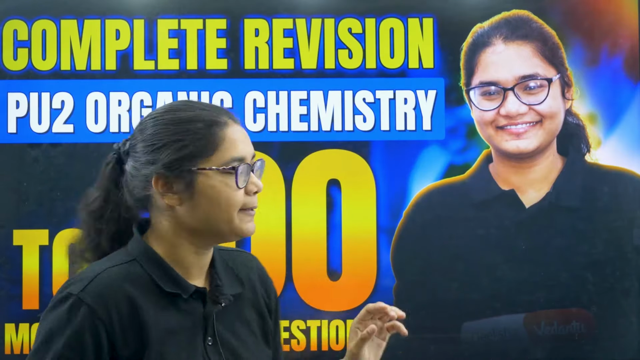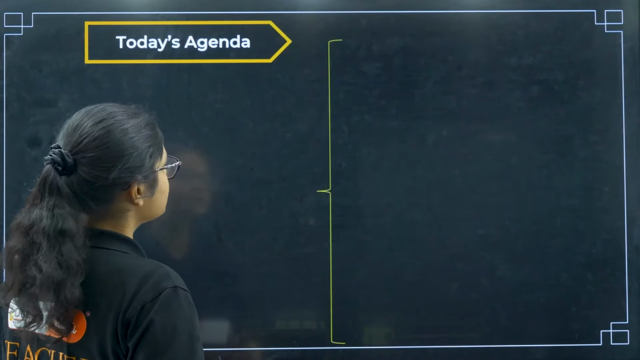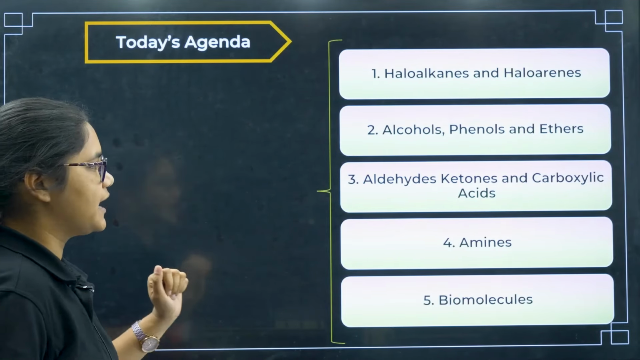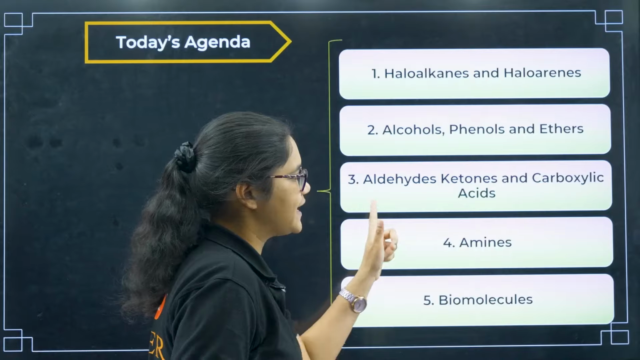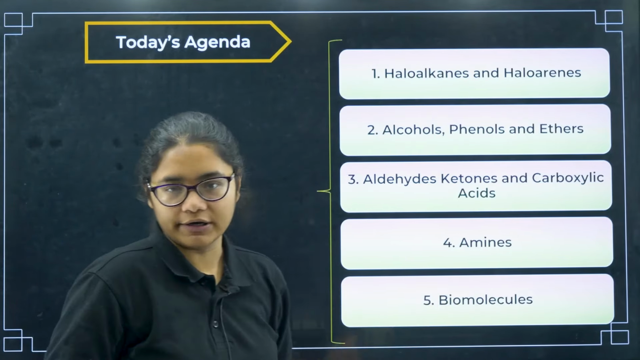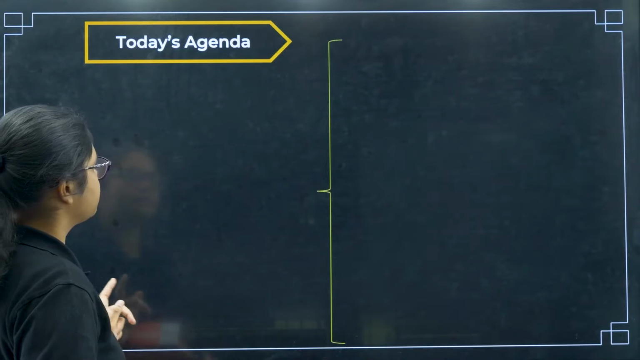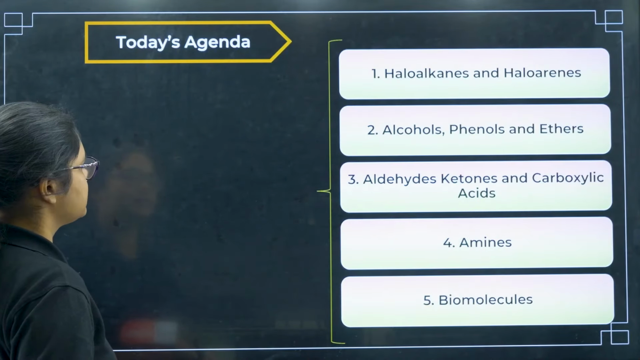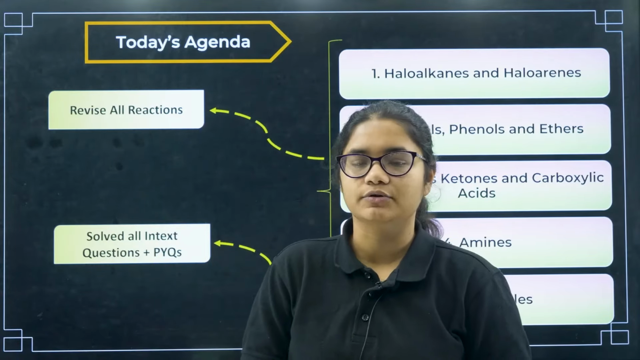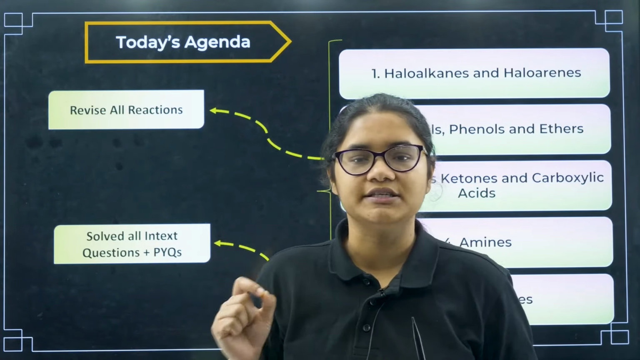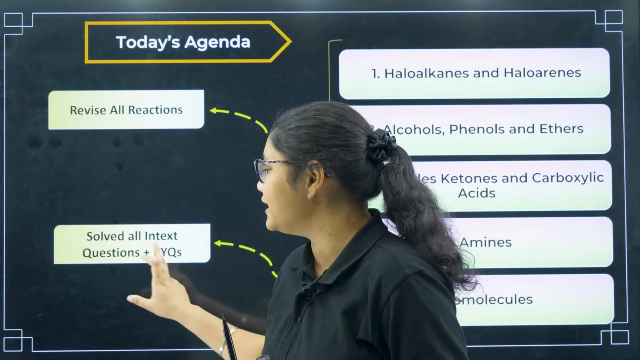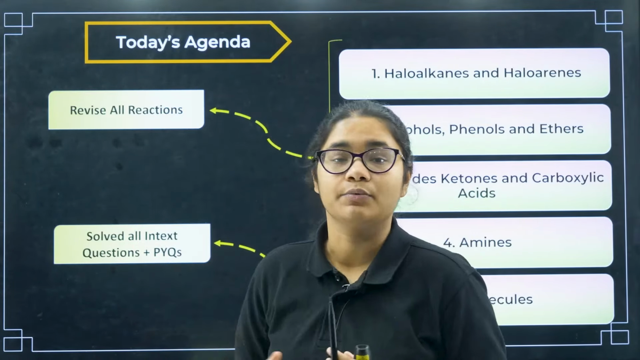so that you can revise it quickly. Now in today's class we are going to cover these chapters: haloalkanes and haloarenes, alcohols, phenols and ethers, aldehydes, ketones and carboxylic acids, amines and biomolecules. Here we will be doing all the reactions revision. Whatever reactions are there in each chapter, we will be revising them properly. Then we will be solving all in-text questions and previous year questions as well.